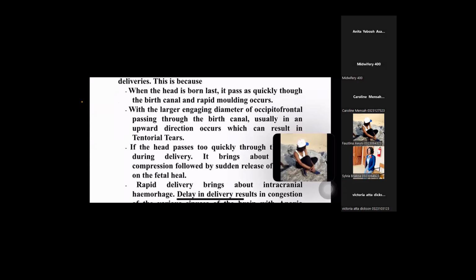So I think we should move to the next point. The larger engaging diameter, the occipitofrontal, passing through the birth canal, usually in the upward direction, which can result in tentorial tears.